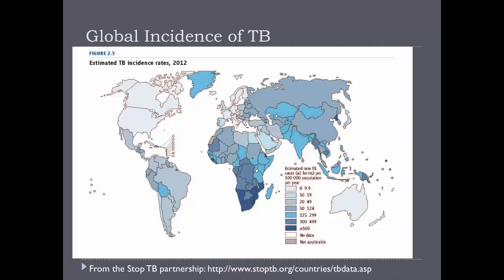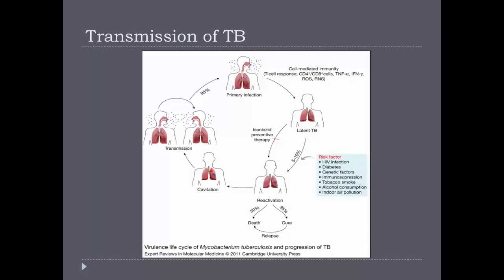If you look at the global incidence of TB, you can see here that most of the cases are in sub-Saharan Africa, but you have a good percentage of cases in the old Russian republics. And what's interesting about these cases is that they tend to be drug-resistant cases. We'll get into some of that as well. The drug-resistant cases actually present a very large problem in combating TB throughout the world.